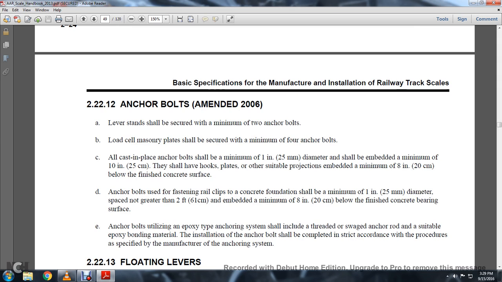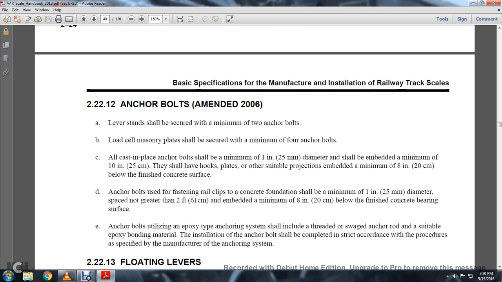They shall have hooks, plates, and other suitable projections embedded a minimum of 8 inches below the finished concrete surface. The anchor bolts used in fastening the rail clips to the foundation shall be a minimum of 1.5 inch diameter, 1 inch diameter, not greater than 2 feet apart, embedded a minimum of 8 inches below the finished concrete bearing.